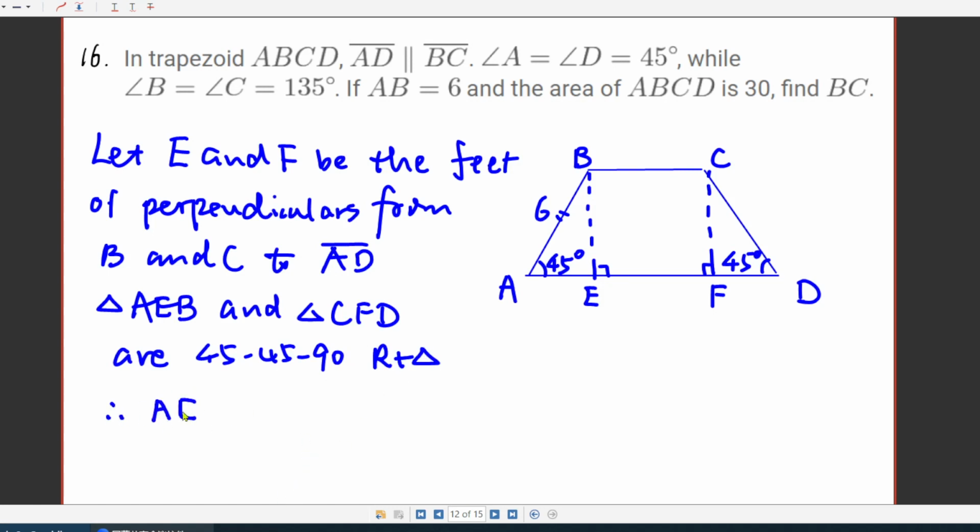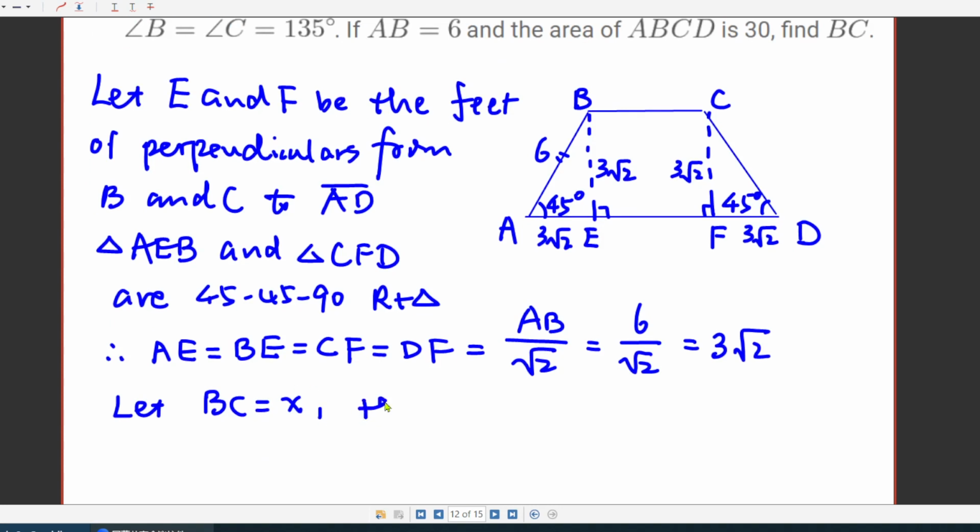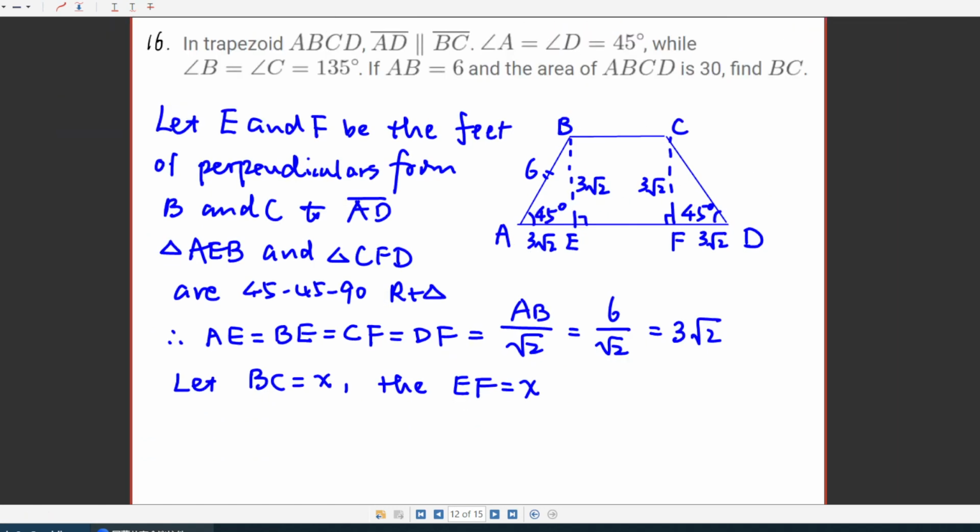Therefore, we have AE equals BE equals CF equals DF, and each of them is just AB over square root 2, right? That's actually 6 over square root 2, and this gives us 3 square root 2, right? 3 square root 2 here, 3 square root 2 here, and here. And then we can let BC equal x. Then we also know that EF is also x because BCFE is a rectangle, right?